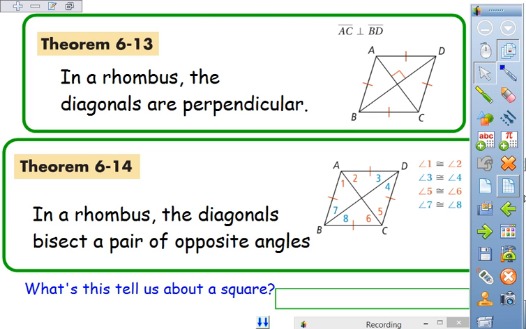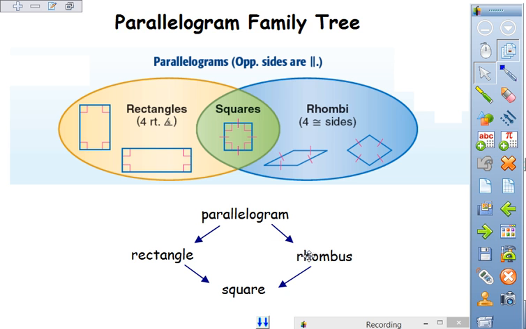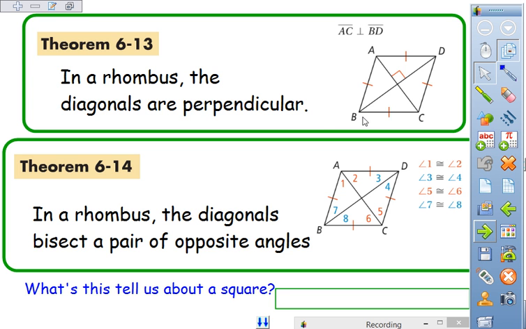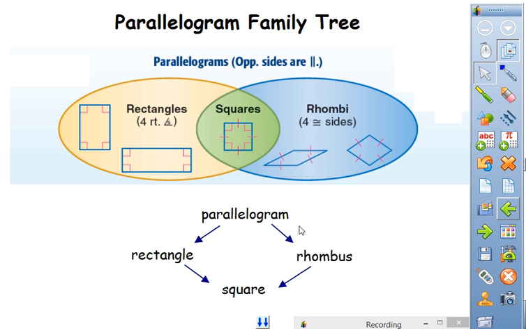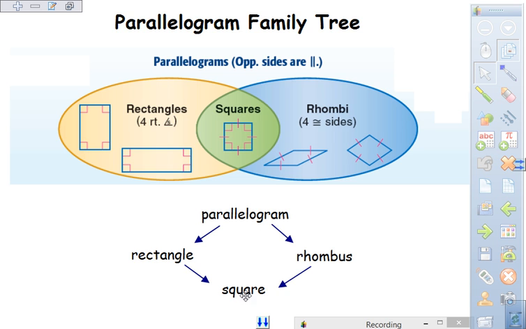What does this tell us about a square? Well, if it's a rhombus, it could be a square. So if it's a square, it has to be a rhombus. These theorems are for rhombuses, so they also must be true for squares. So in my hierarchy, a square is everything above. A square is a rectangle, a square is a rhombus, a square is a parallelogram. But if I go down my hierarchy, a parallelogram could be a rectangle, or it could be a rhombus, or it could be neither.